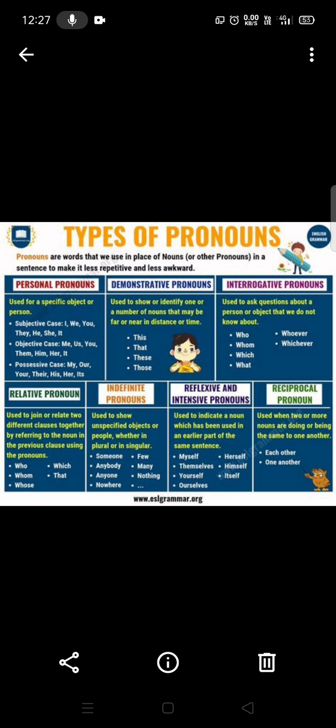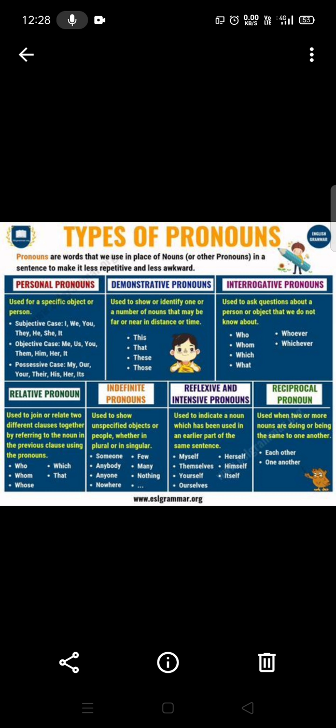This is singular in nearness, that is singular in distance, distance in time or place. These is plural in nearness, and those is plural in distance. So these are demonstrative pronouns.